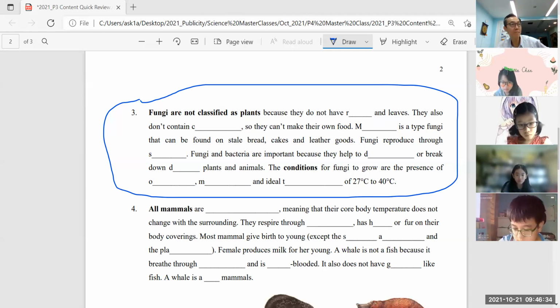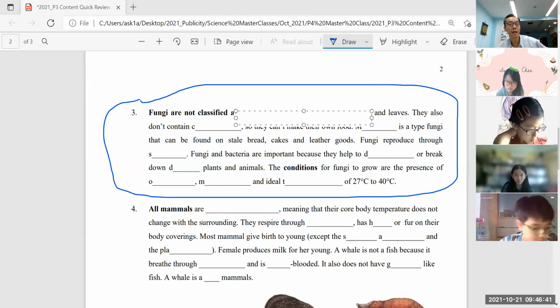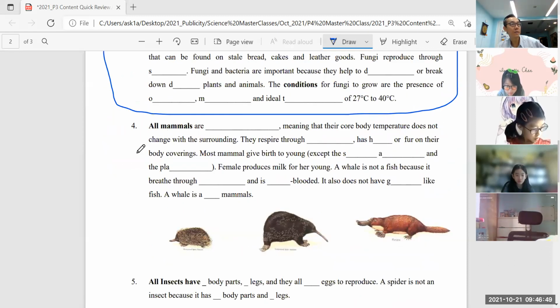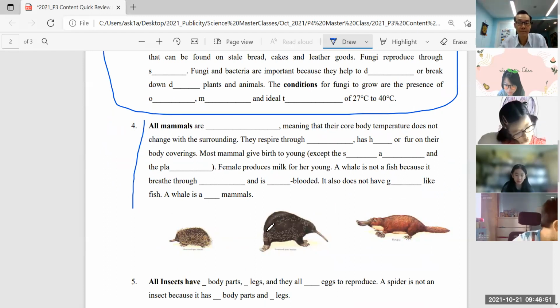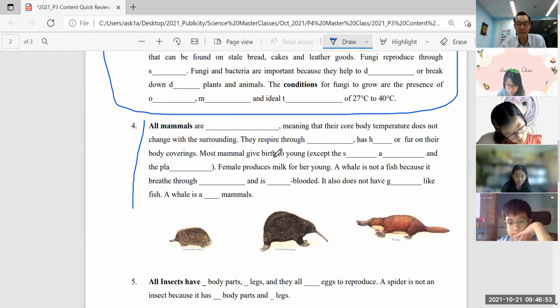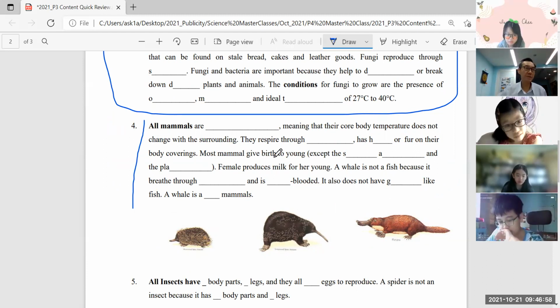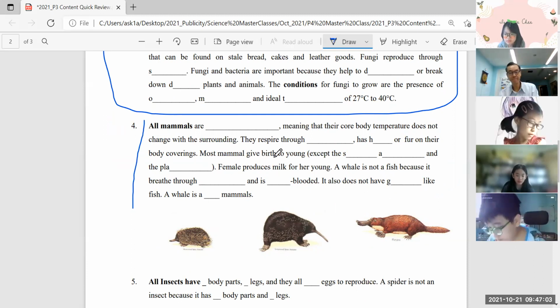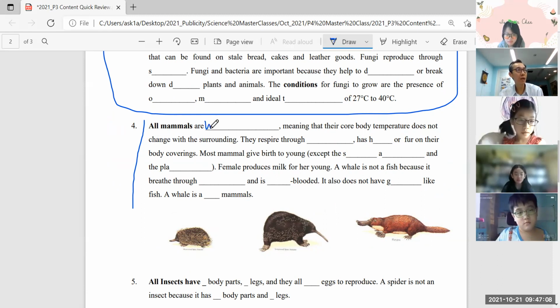Okay, next person. Emily, can you read number 4? All mammals are what? There's a hint behind, meaning the body temperature does not change with the surrounding. So all mammals are what? You know this word? Start with W. Yeah, warm-blooded.